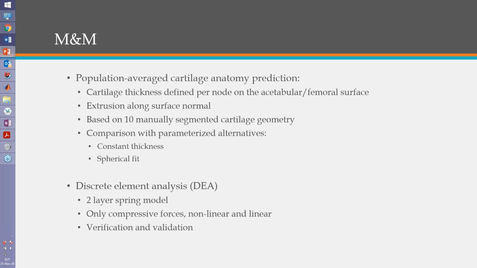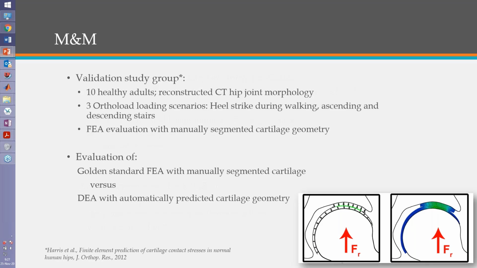And then secondly, of course, we implemented a discrete element analysis technique as an alternative to the FEA. This was a 2-layer spring model in which we only looked into the compressive forces. We evaluated nonlinear and linear cartilage properties, and then of course we did a verification and validation of this. Our validation study group was based on a study from Harris et al. from the University of Utah, in which they looked into 10 healthy adults.